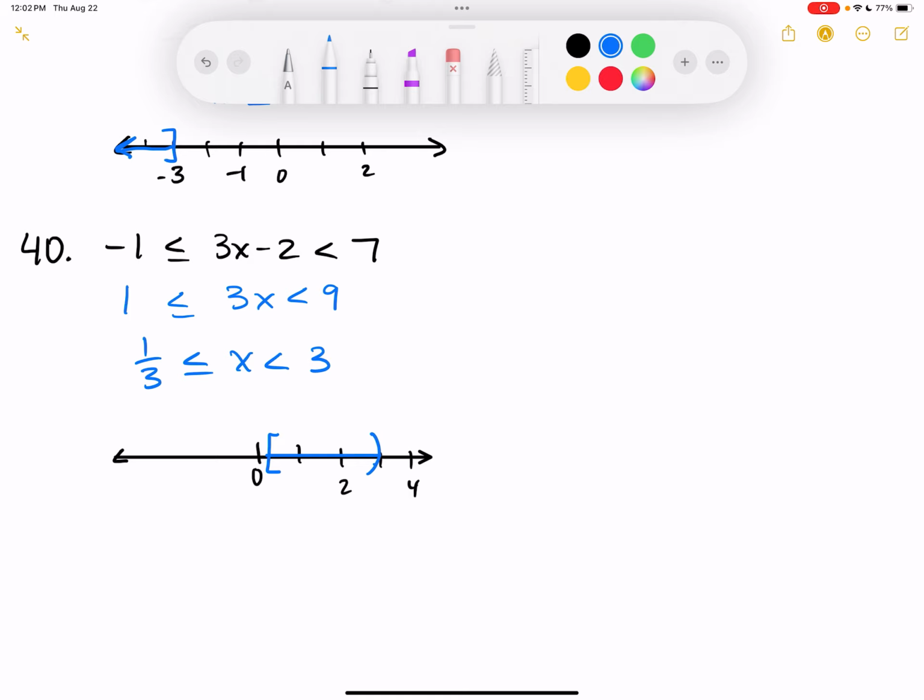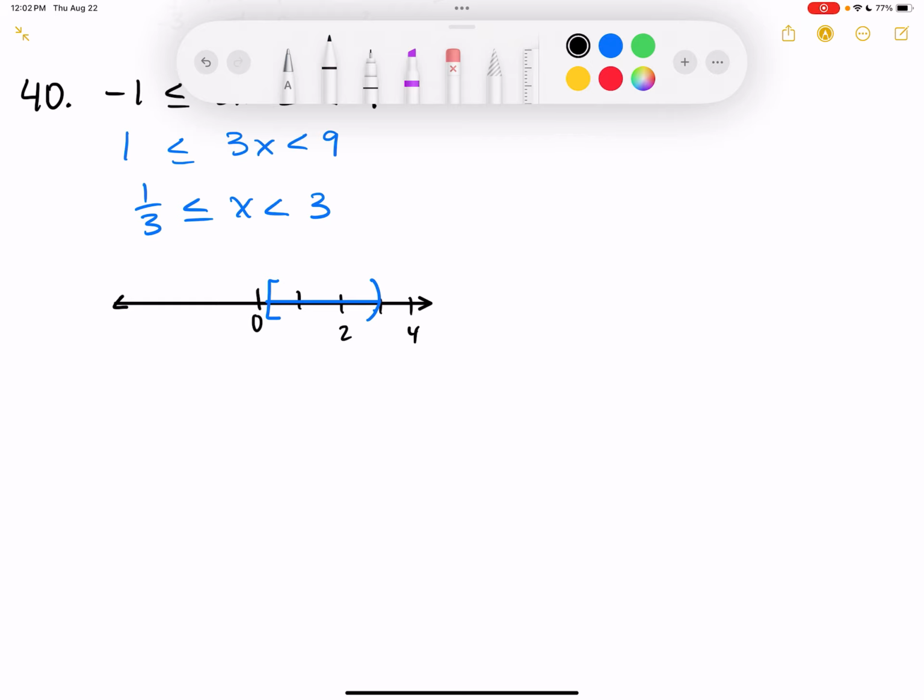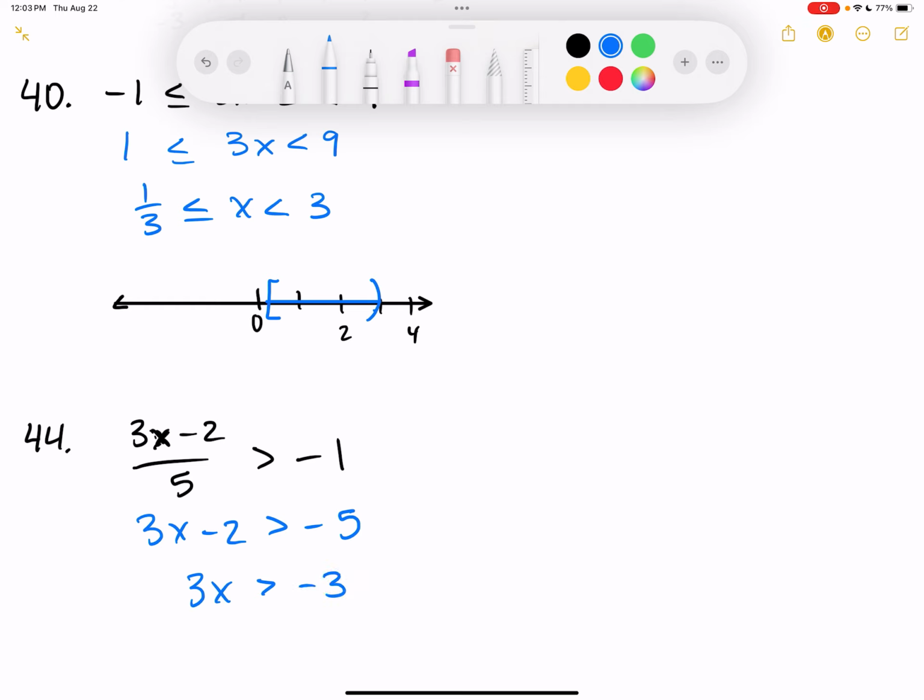All right, we have a few solving the inequality problems. So number 44: 3x minus 2 over 5 is greater than -1. So I'm going to multiply by that 5. So 3x minus 2 is greater than -5. Add the 2. 3x is greater than -3. So x is greater than -1.